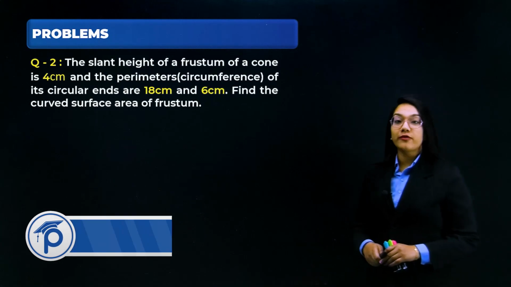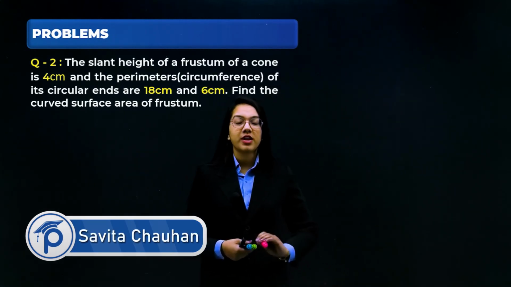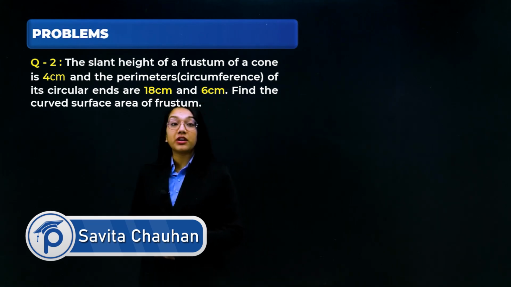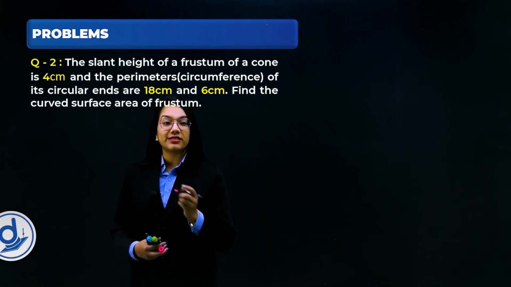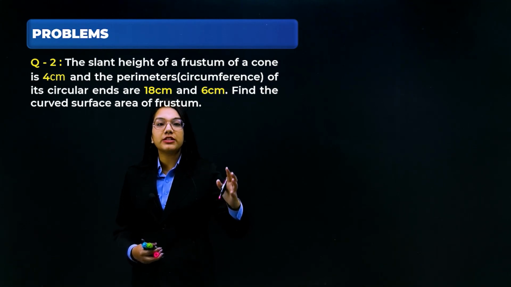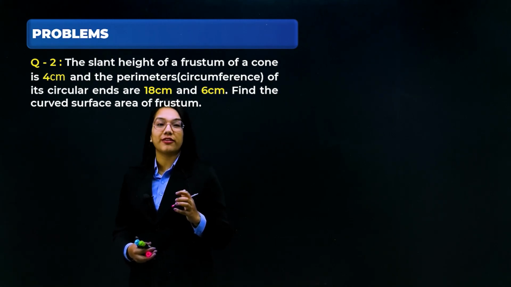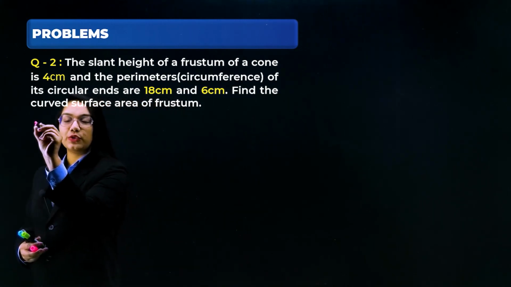Now let's move on with question number 2, which says that the slant height of the frustum of the cone is given to us as 4 centimeters. The perimeters of its circular ends are given to us as 18 centimeters and 6 centimeters. Find the curved surface area of the frustum. So we just have to find the CSA of the frustum. Let's start the solution.